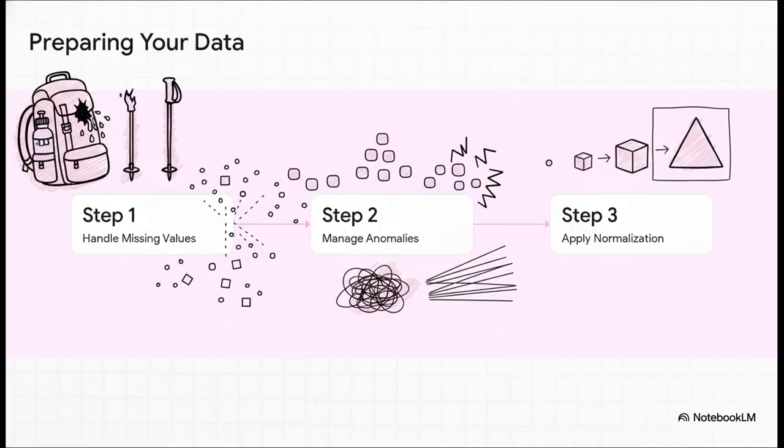And finally, before you start climbing, you check your gear. You wouldn't climb with a leaky water bottle, and you can't do AI with messy data. This part is called data pre-processing, and it's all about cleaning things up, dealing with missing pieces of information, managing weird outliers, and getting all your numbers on a similar scale through a process called normalization. This isn't just some boring chore. It's the thing that can make or break your entire project.